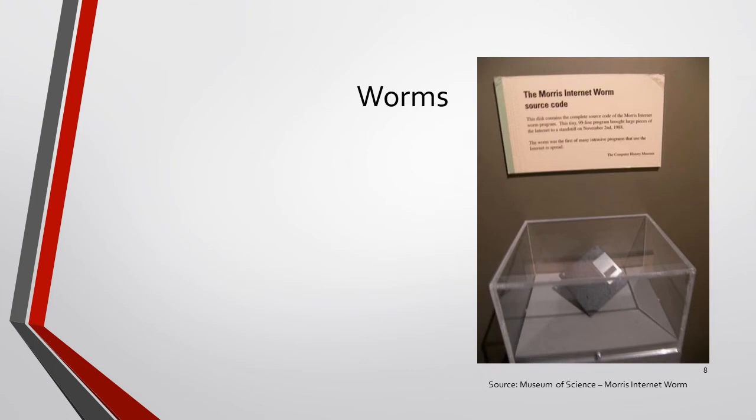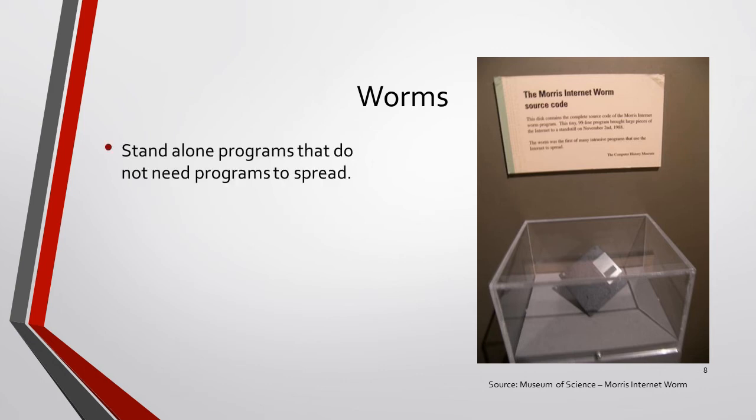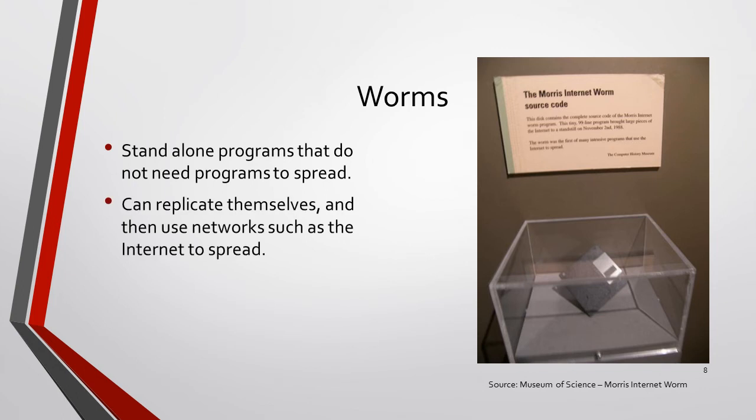So worms are a more dangerous form of malware and differ from viruses in that they don't need a host to replicate and to spread. They spread through networks like the internet or your local network at an office building. Worms are especially great at taking advantage of vulnerabilities in computer systems and networks. And on the right is a picture from the Museum of Science of the Morris Internet worm of 1988. It was only 99 lines of programming code, which is very, very short. And it was the first of many programs to use the internet to spread.